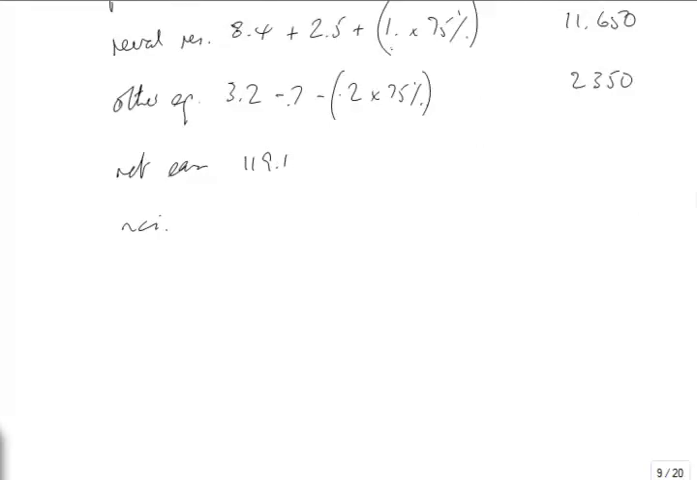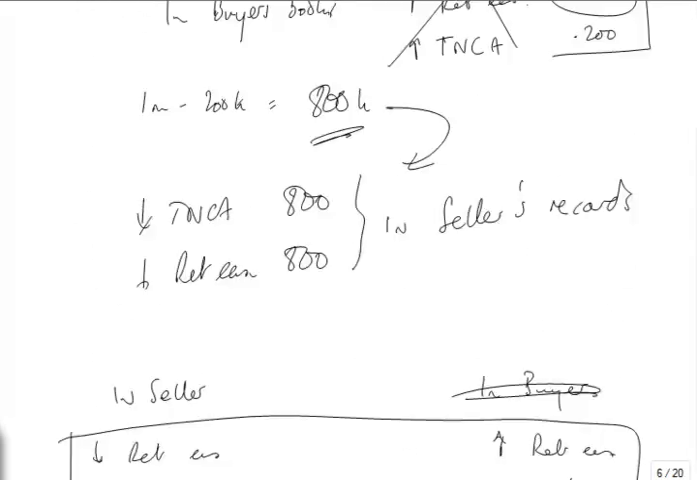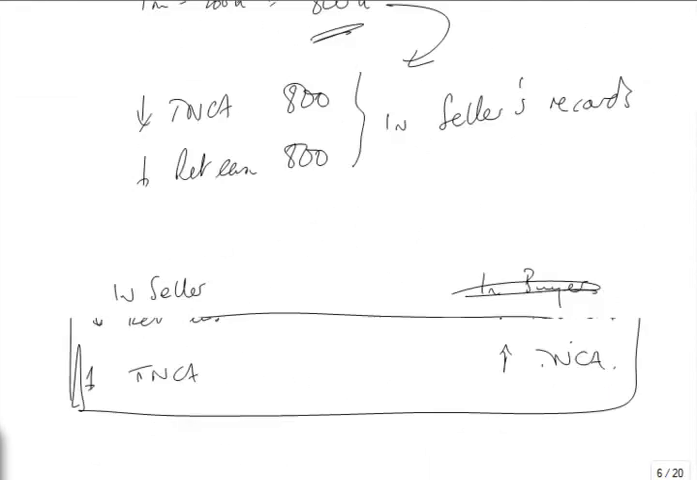But that includes the NCI, and we've also got the brought forward retained earnings of 90. But I now need to work out what is the NCI's interest in that 119.1. Have I already done that? I don't think I have. No, I've not done that.